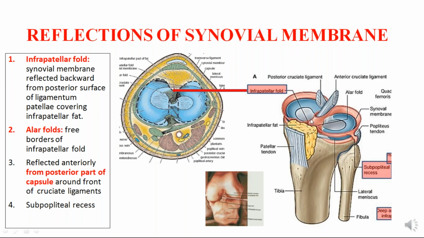So in this picture, when the knee joint has been opened up, we can see the alar folds and the infrapatellar fold. Now one more fold, which is in relation to the popliteus tendon, is the subpopliteal recess. So these are the reflections of synovial membrane.